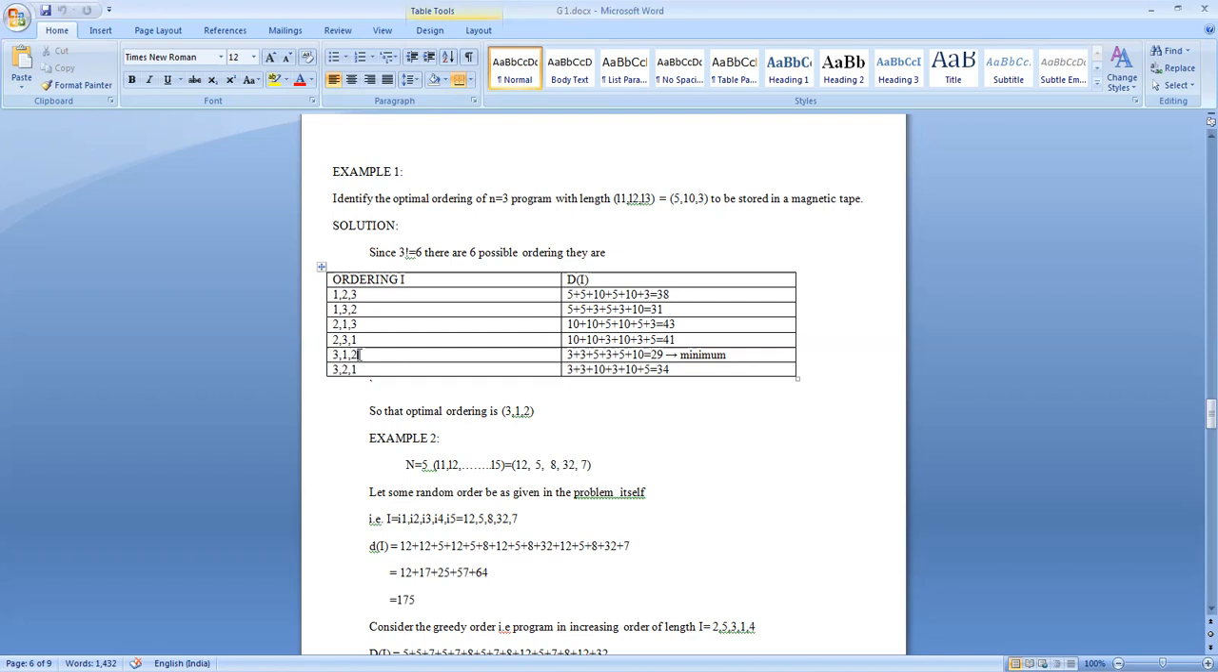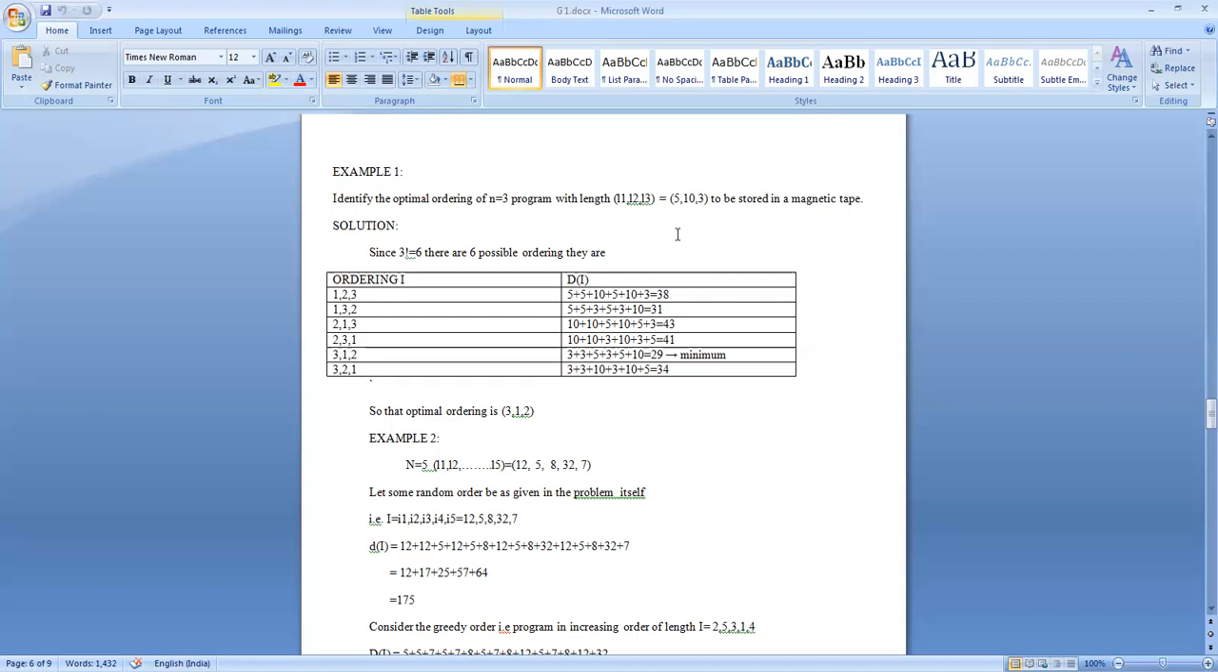Now, how do you say this problem fits under the greedy method? Here you are given three programs, n programs. That is, n is equal to 3 programs are given. Then the greedy method should have an objective function. What is the objective function? To minimize the retrieval time of the program. In the previous problems, we have maximized the objective function. Here we are minimizing the retrieval time.